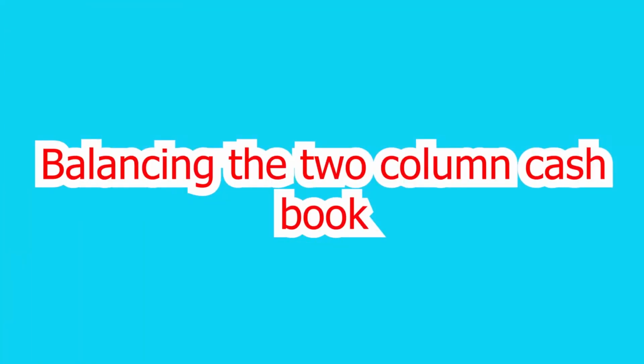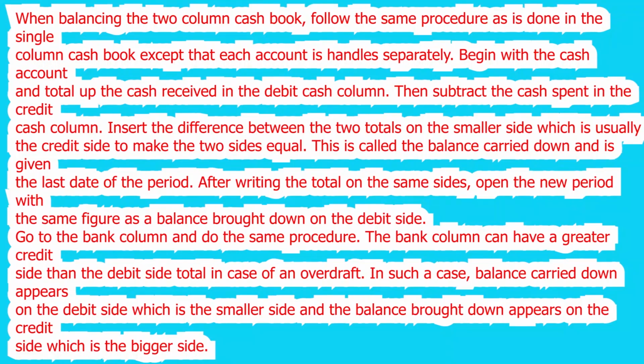Then let us now look at balancing the 2-column cash book. When balancing the 2-column cash book, follow the same procedure as it is done in a single-column cash book, except that each account is handled separately. Begin with the cash account and total up the cash received in the debit cash column. Then subtract the cash spent in the credit cash column.